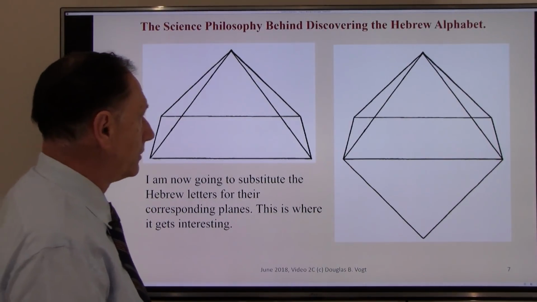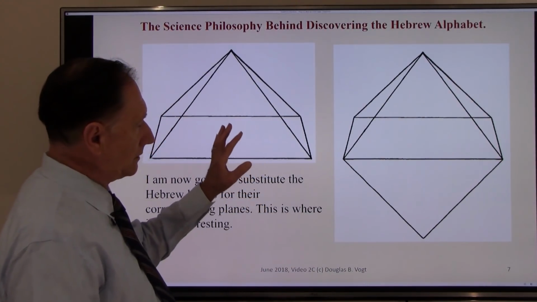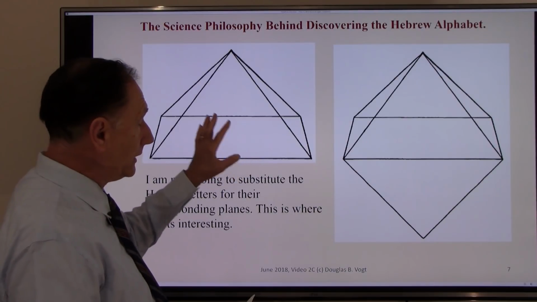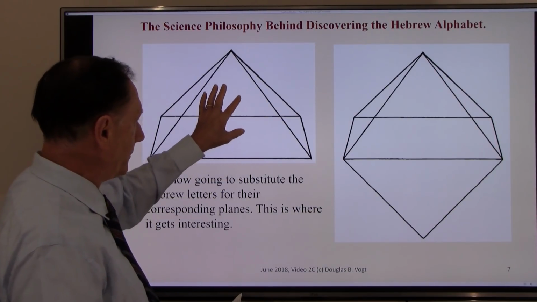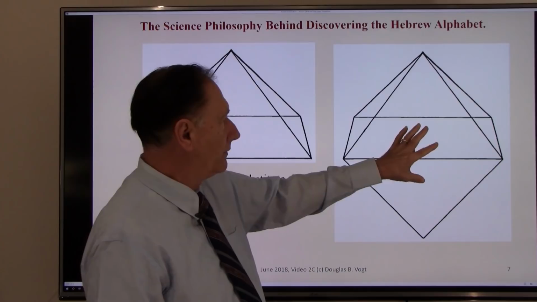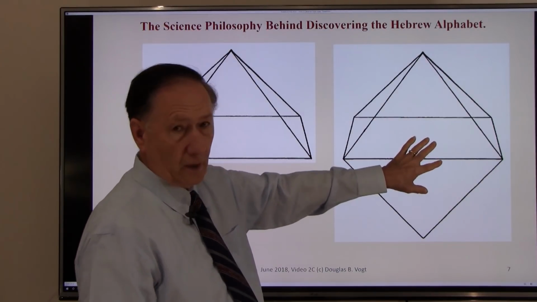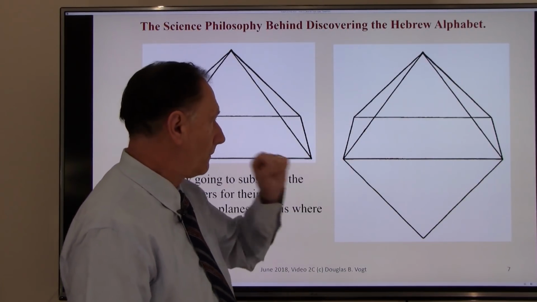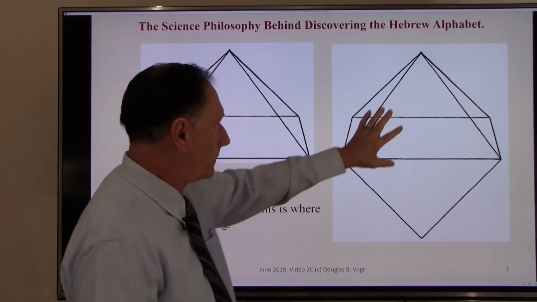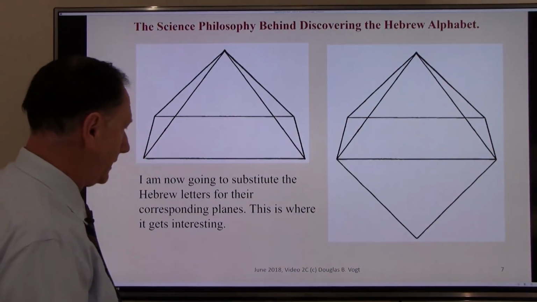So the 4 least used letters in the Torah form this shape, and 8 of them form a full octahedron. And we'll mostly be dealing with this and the 10 letters.